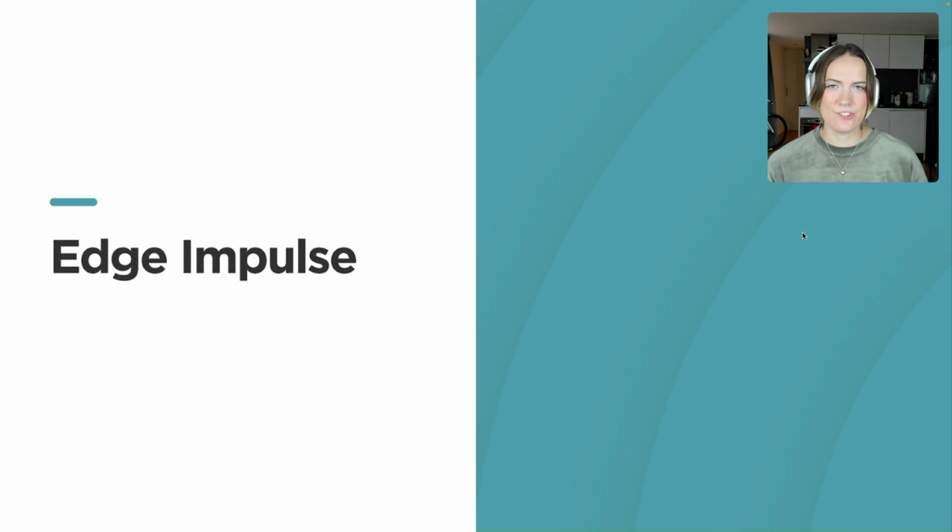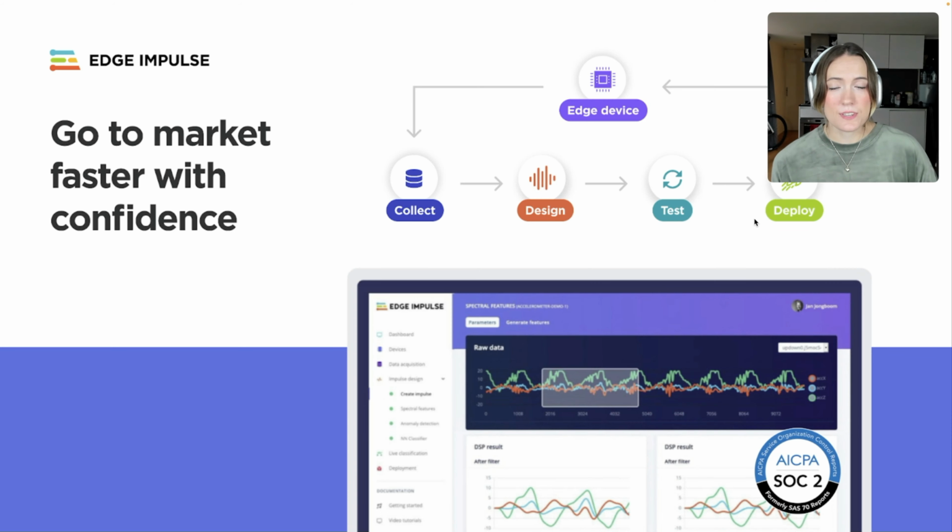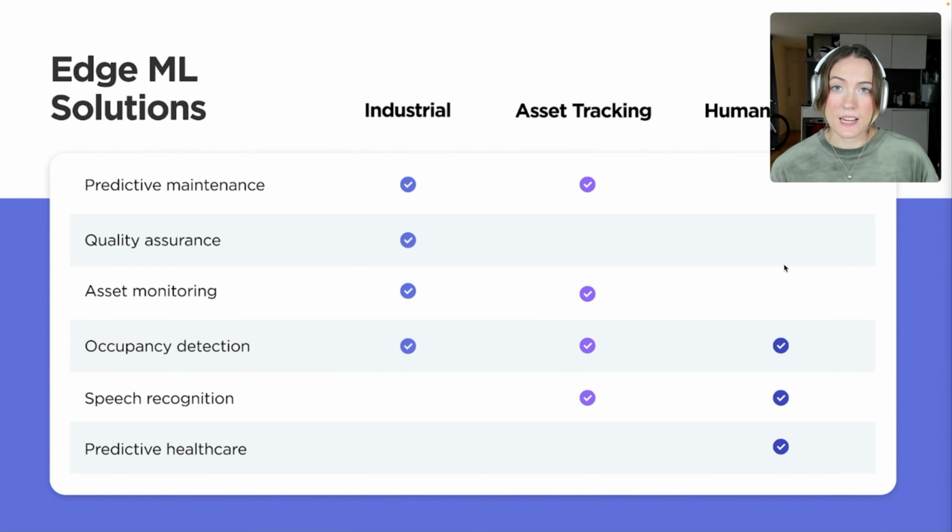So, what is Edge Impulse? Edge Impulse is the world's leading embedded machine learning platform. From collecting and labeling your training and testing data, designing and training your machine learning model, testing and validating your model's real life performance, and finally deploying your model to your edge device, this entire process can be done in the Edge Impulse Studio.